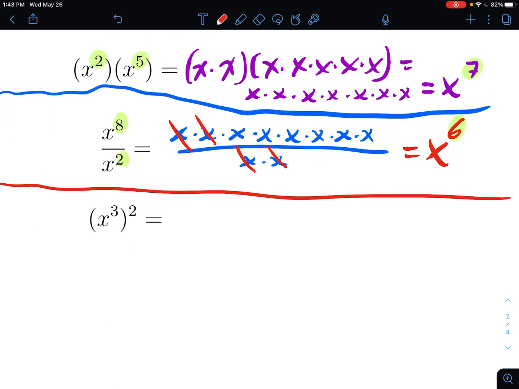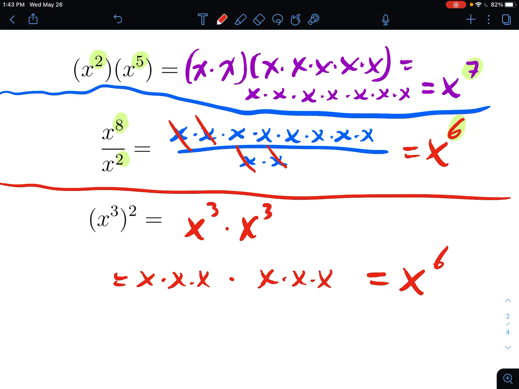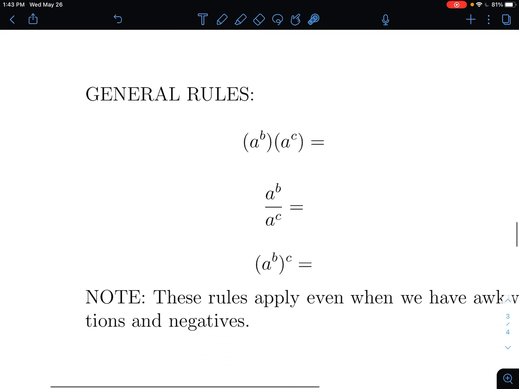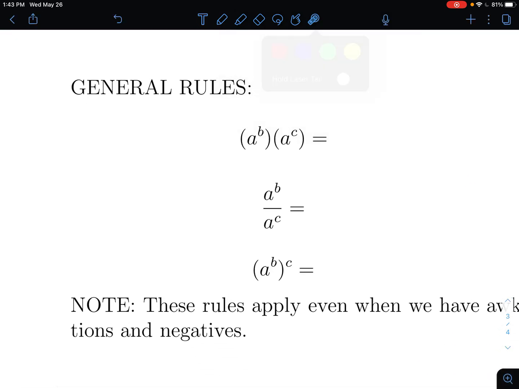x cubed to the second power means x cubed times x cubed. That's x times x times x times x times x times x, which is also x to the 6th. You can probably guess how the 3 and 2 combine to give us that 6. So we have some general rules here. Assuming the bases are the same, a to the b power times a to the c power. Right? Note same base, otherwise this won't apply.